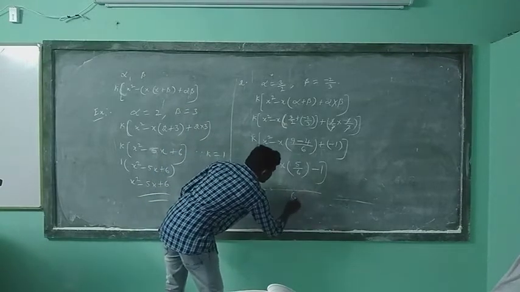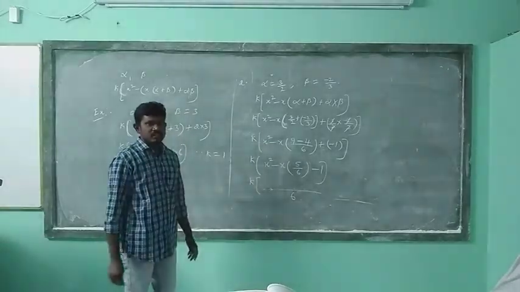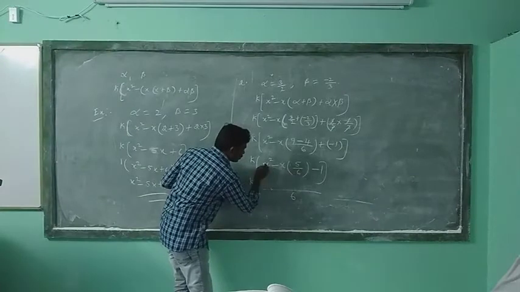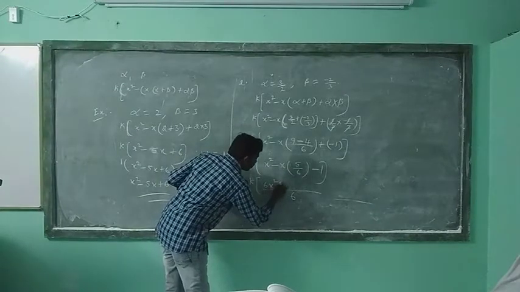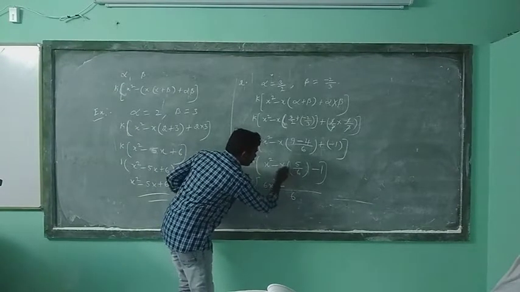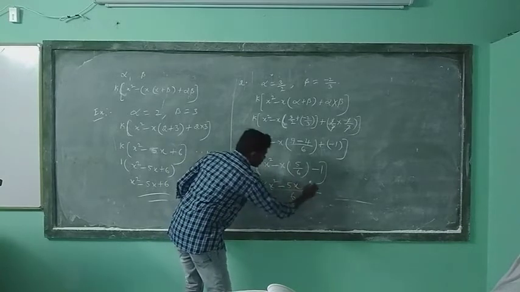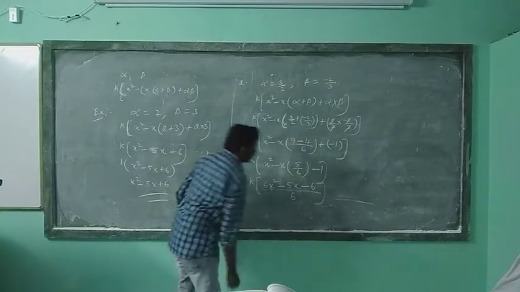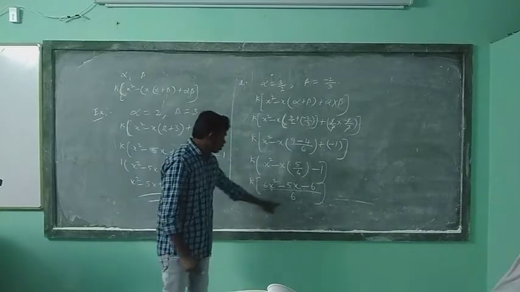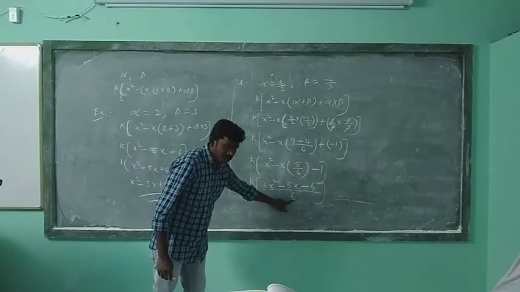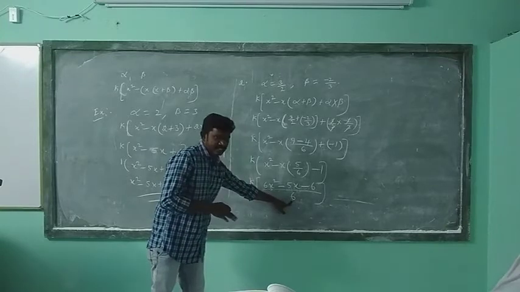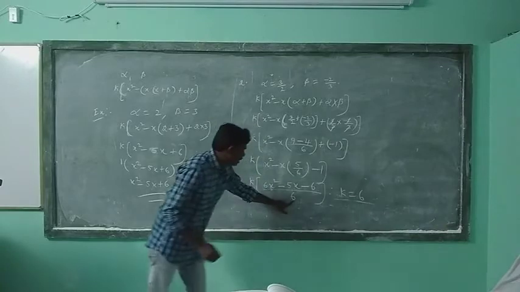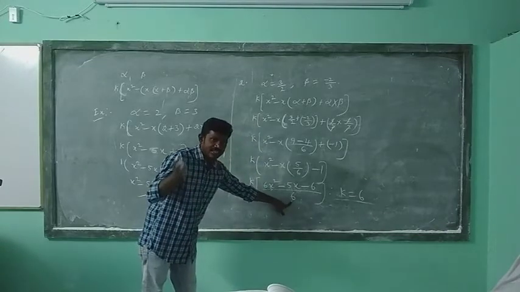Here the LCM is 6. Now 6 into x square, 6x square minus 5x, same as this, minus 6 into 1, that is 6. So here LCM equals 6, then k equals 6. Now we can take k equals 6.